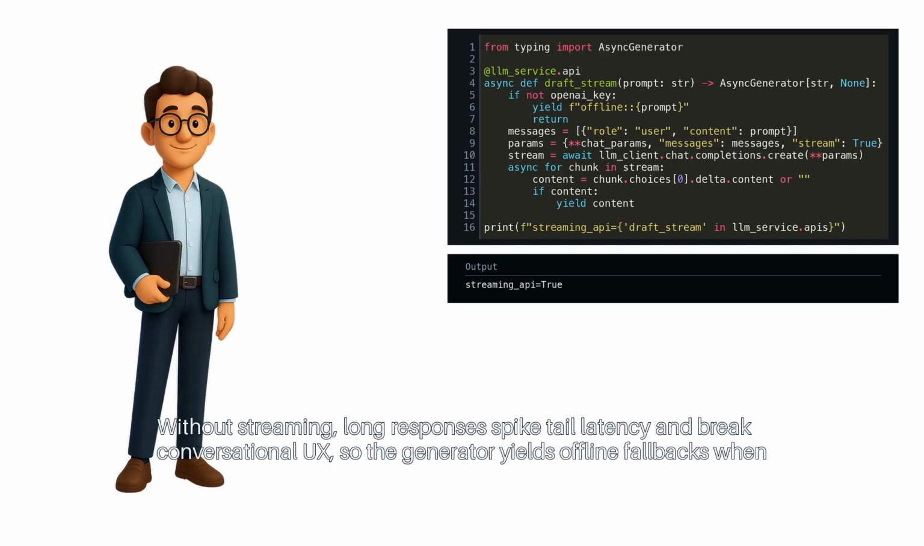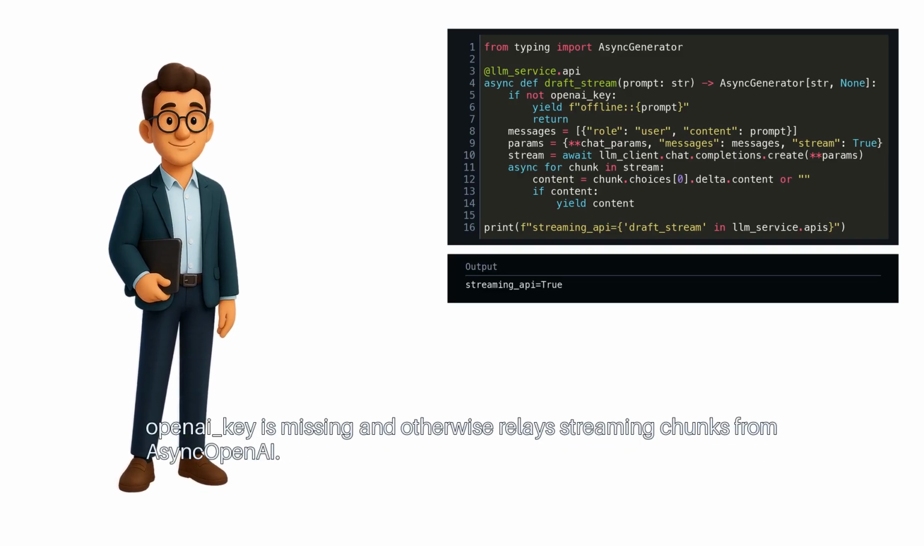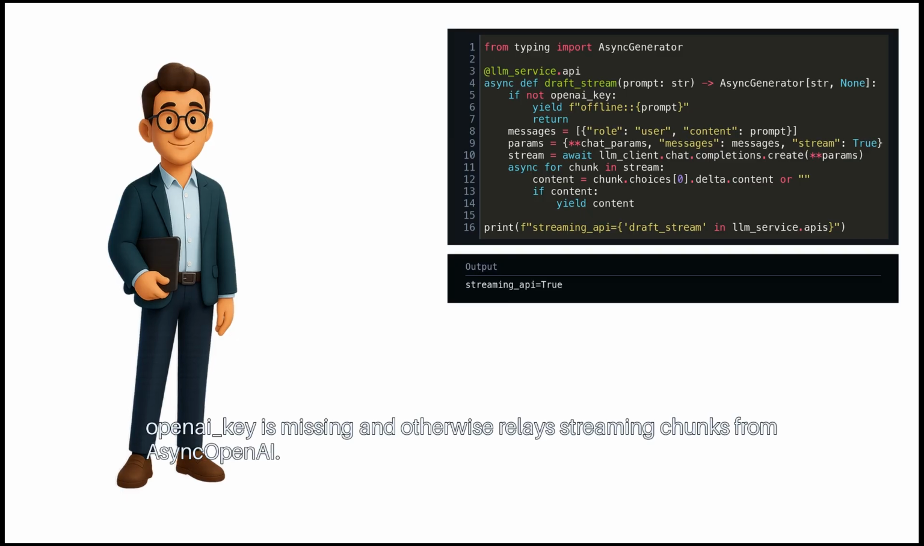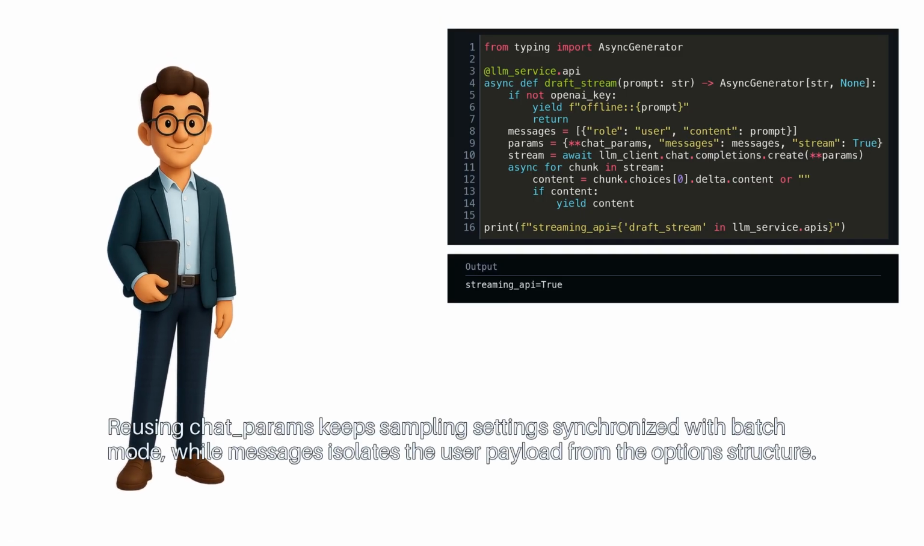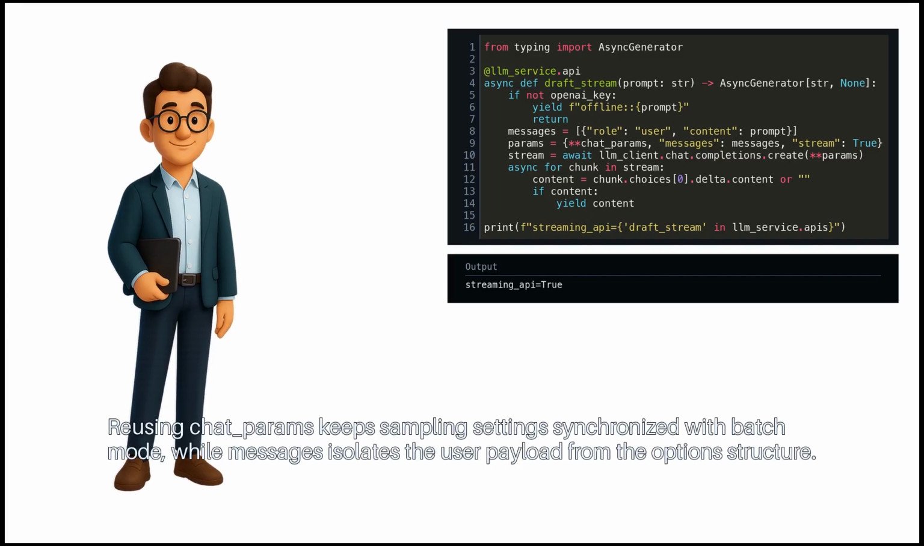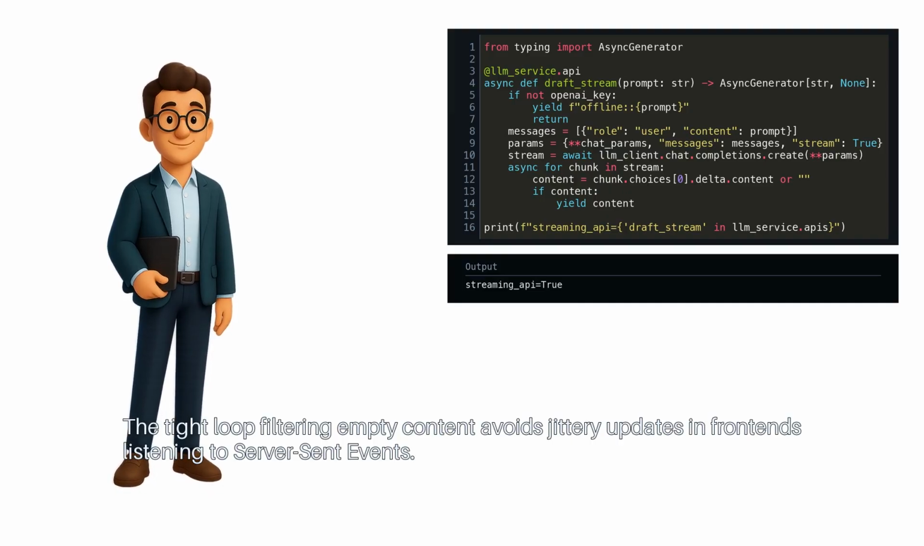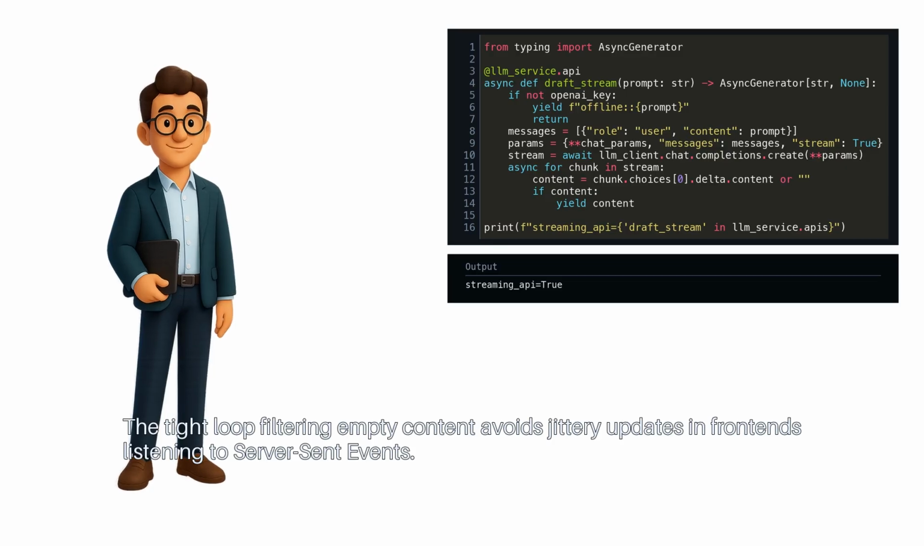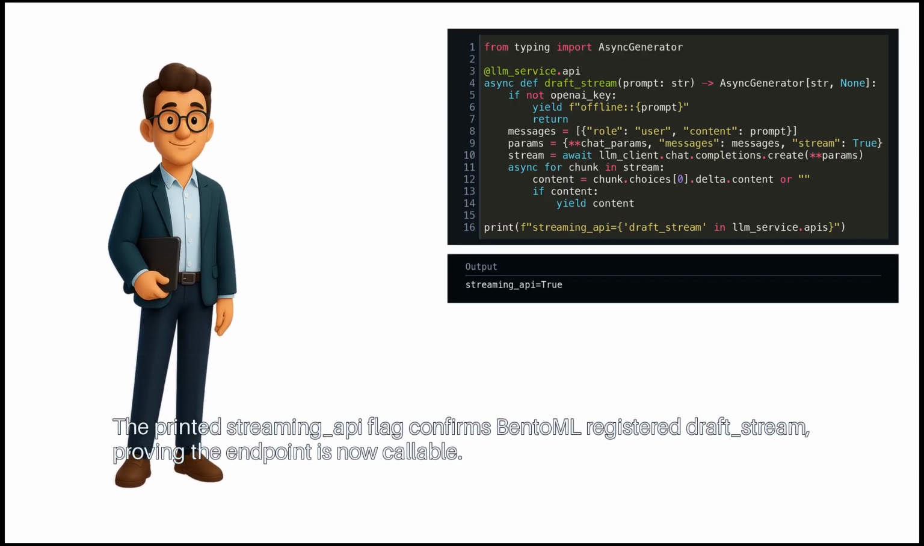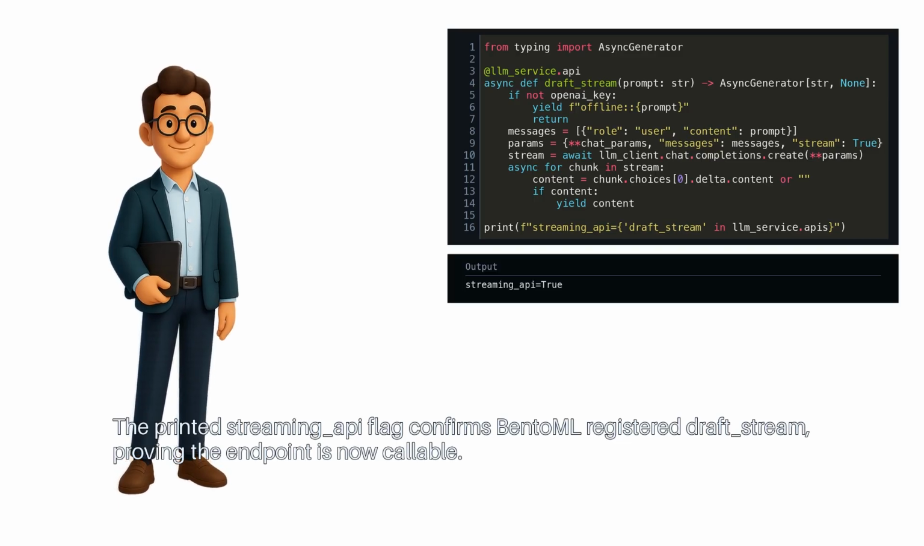So the generator yields offline fallbacks when the OpenAI key is missing, and otherwise relays streaming chunks from AsyncOpenAI. Reusing chat_params keeps sampling settings synchronized with batch mode, while messages isolates the user payload from the option structure. The tight loop filtering empty content avoids jittery updates in front ends listening to server-sent events. The printed streaming API flag confirms BentoML registered draft_stream, proving the endpoint is now callable.